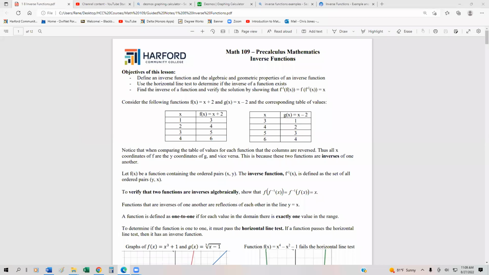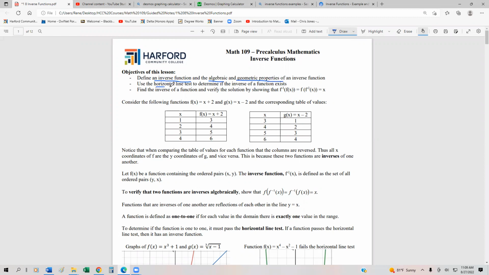In this video series, we're going to take a look at inverse functions. And what is an inverse function? Well, that's what we're going to start by defining. So an inverse function, we're going to define it. And then also we're going to take a look at the algebraic and geometric properties of what an inverse is.